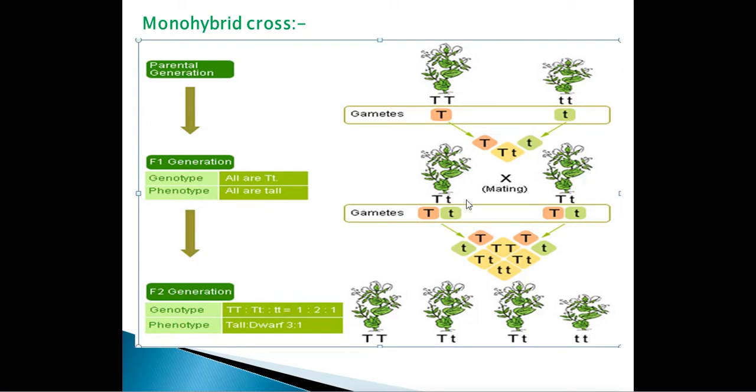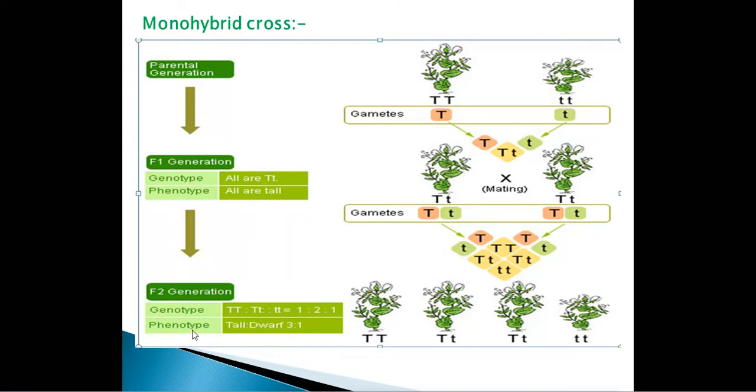But in the F2 generation, what will happen when the cross is carried out? Three plants will be tall, but one plant will be a dwarf plant. So we can write the genotypic ratio as capital T capital T, Tt and small t small t. That is, one completely tall plant, two with mixed characters, and one with the small character. So 1:2:1. How many tall plants have we got? We have got three tall plants and one dwarf plant. So the phenotypic ratio will be 3:1 and the genotypic ratio will be 1:2:1.